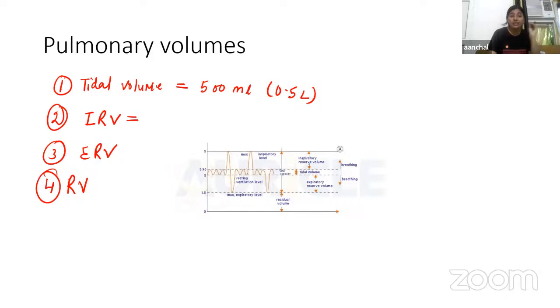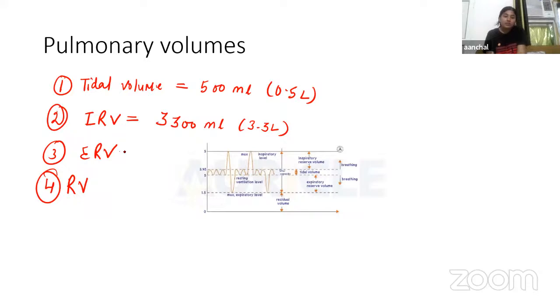So, as the name indicates, this is the additional volume of air that can be inspired forcefully after the end of normal inspiration. Again, I'm repeating that it is an additional volume of air that can be inspired. During normal quiet breathing, we inspire and expire. But whenever we put any kind of effort into inspiration, that is the inspiratory reserve volume. And it is 3300 ml or 3.3 liter.